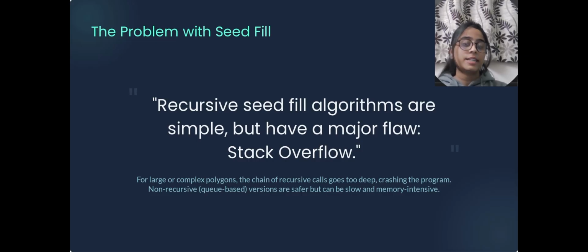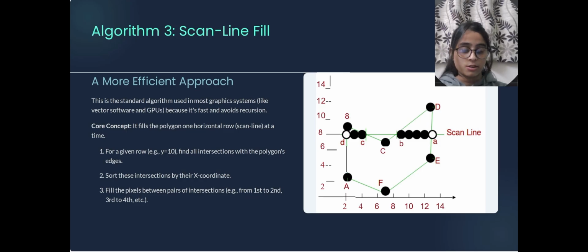And that better way is the scanline filling algorithm. This is the algorithm that powers most of your vector graphics software and is a foundational concept for 3D rendering pipelines. It's fast, it's efficient, and avoids the problem of recursion entirely. The concept is completely different. It fills the polygon one horizontal row, or scan line, at a time.